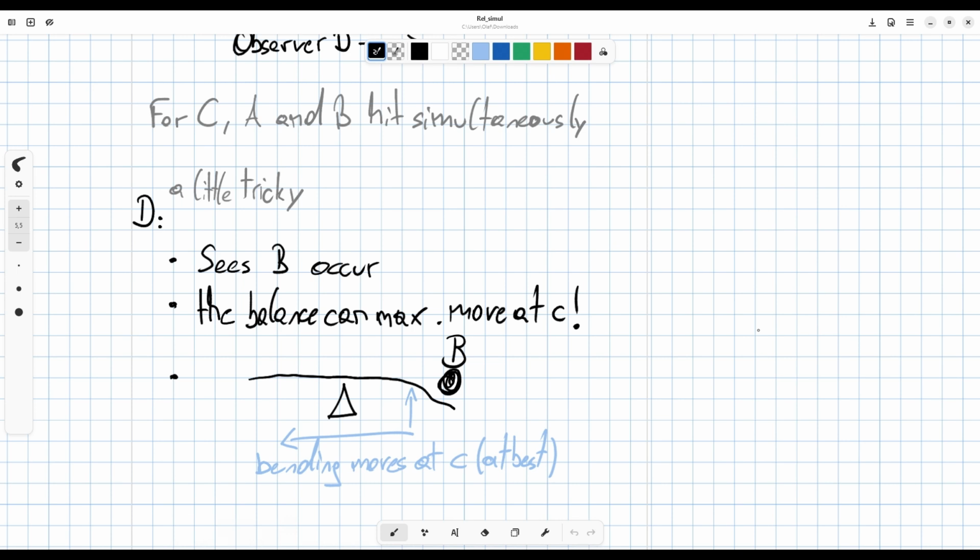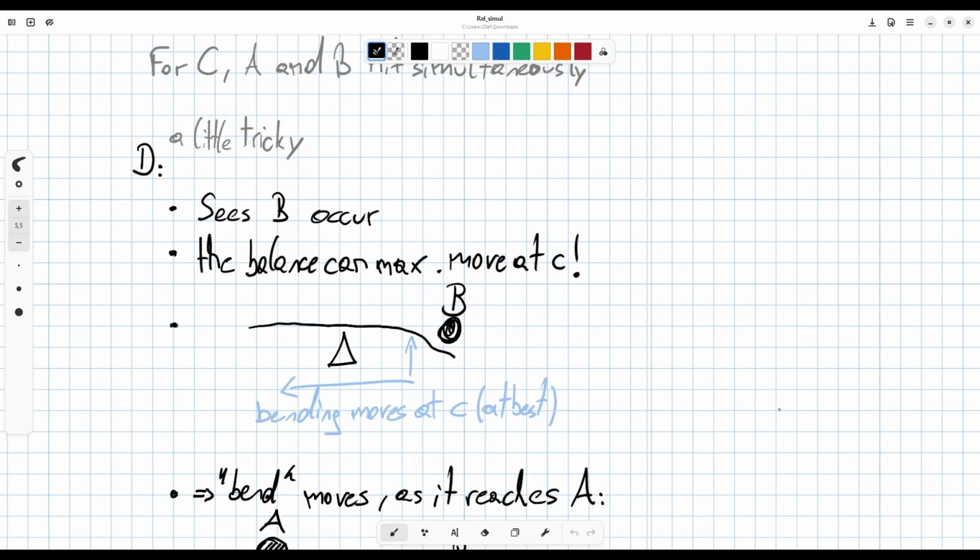Right. So the balance can at the fastest move at the speed of light. So B occurs, it pushes the balance beam down on one side. The other side doesn't go up because the signal hasn't reached the other side yet, of course. So the bend, I call this the bend within the confines of this example. You don't necessarily need to call it a bend. You could say the material response or some kind of change within the arranged atoms of the balance beam, things like that.